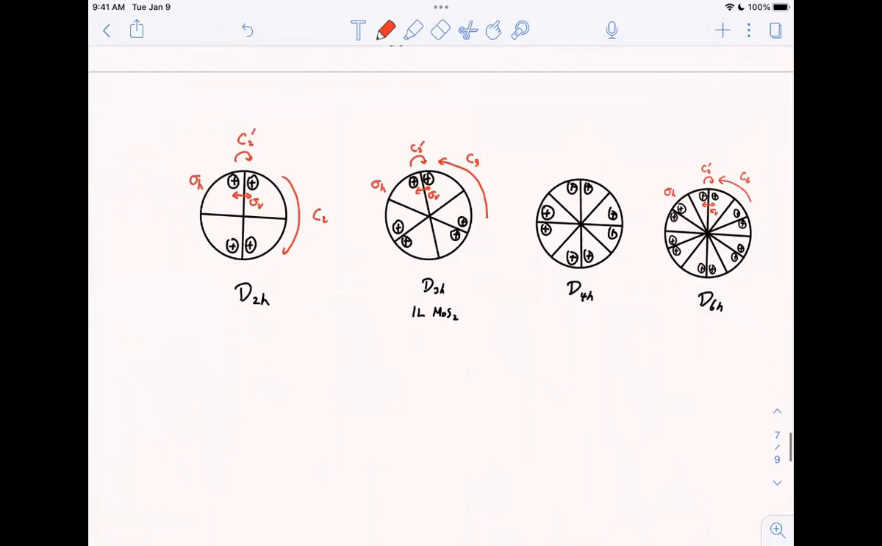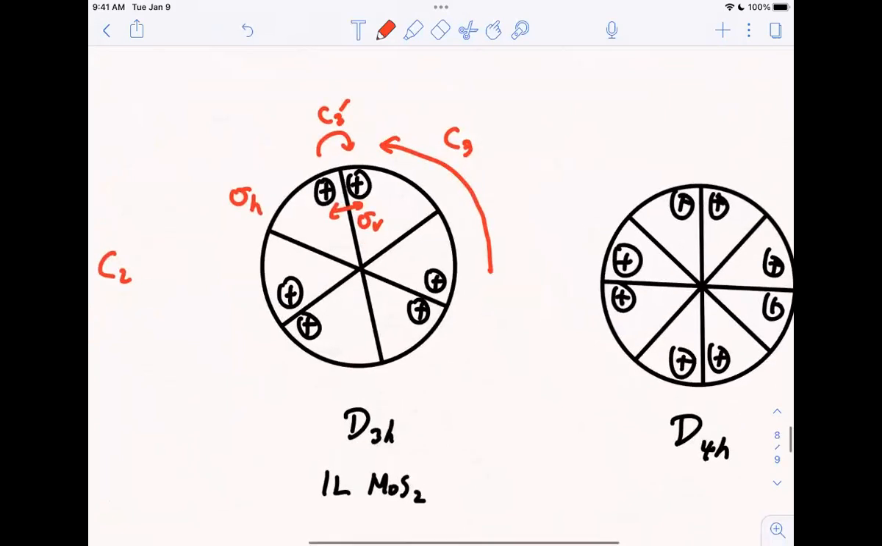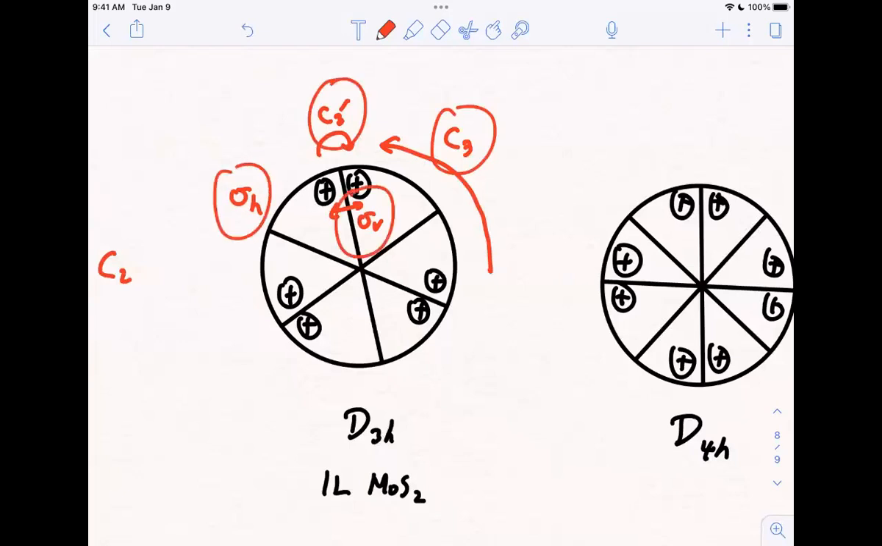So this is a DH. This is all the operations. You have this C3, you have this C2 prime, you have a vertical one, you have a horizontal one. You can separate them into classes: usually one type of operation is one class. If they're the same type, they're the same class. So how many types? You have type 1, 2, 3, 4, and you also have the S.